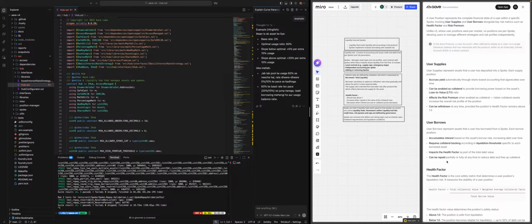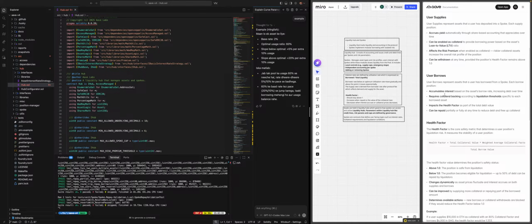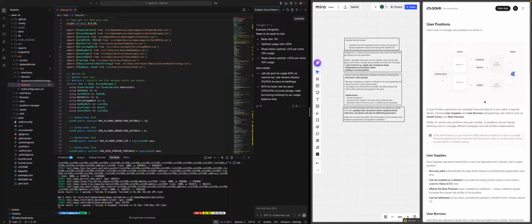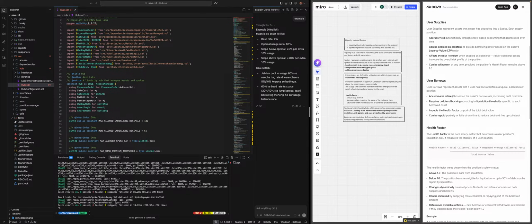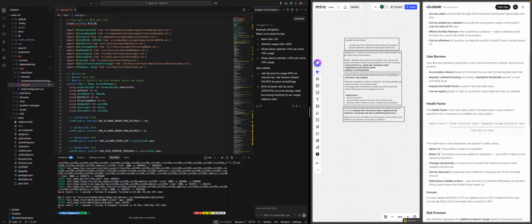User borrows. We are just talking about the different types of positions. A borrow position represents the assets that the user has borrowed from a spoke. Remember that we talked about how users are actually only talking to the spoke. Each borrow position accumulates interest based on the asset's borrow rate, increasing debt over time. And that requires collateral backing according to the liquidation thresholds.